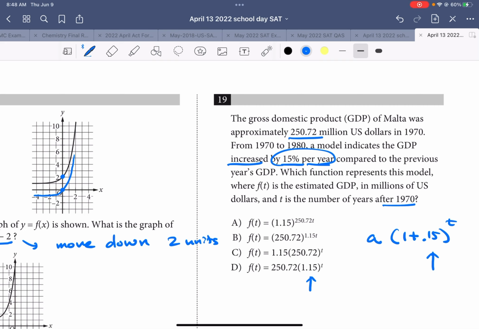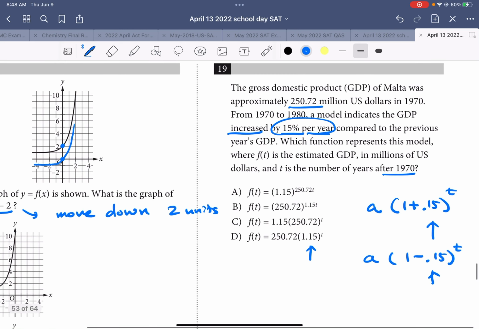Let's say a 15% decrease every year, then you're going to do 1 minus 0.15 to the power of t. So that represents a 15% decrease every year. Okay? So make sure you know that. If it's a plus, then increase; minus, then decrease. Initially, it was this, because that's the initial value in 1970, so the answer has to be D. Remember how to set up.